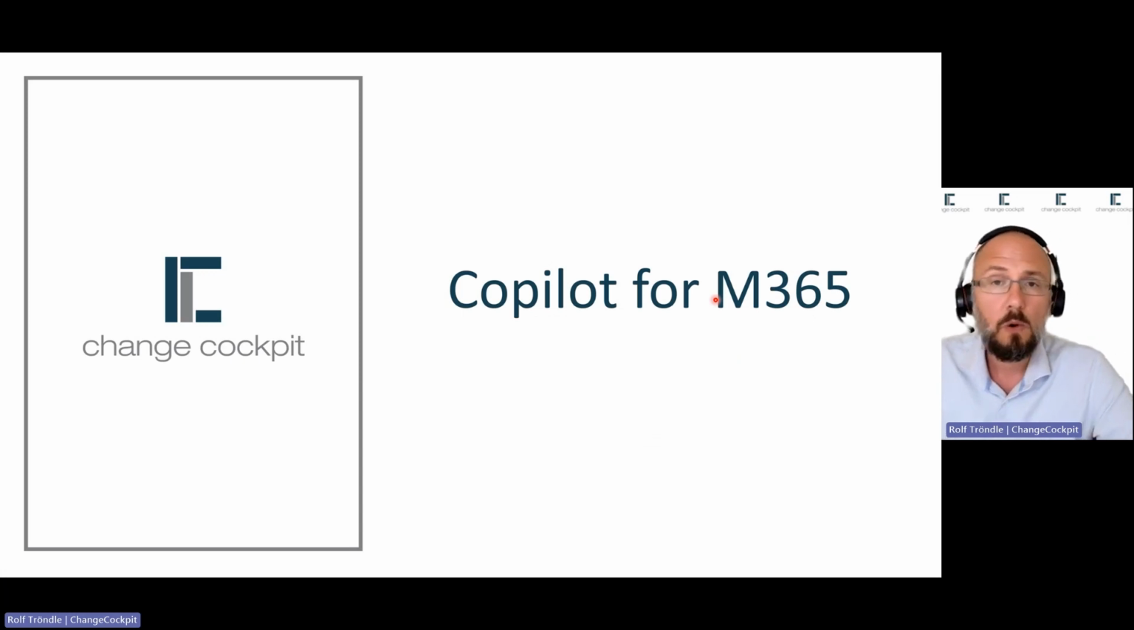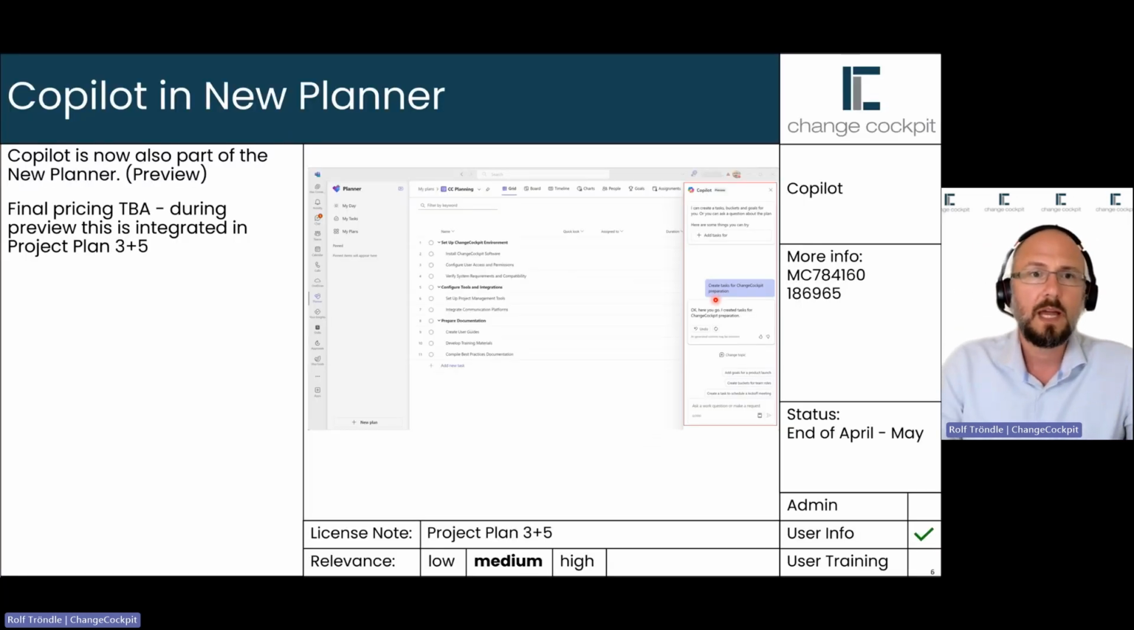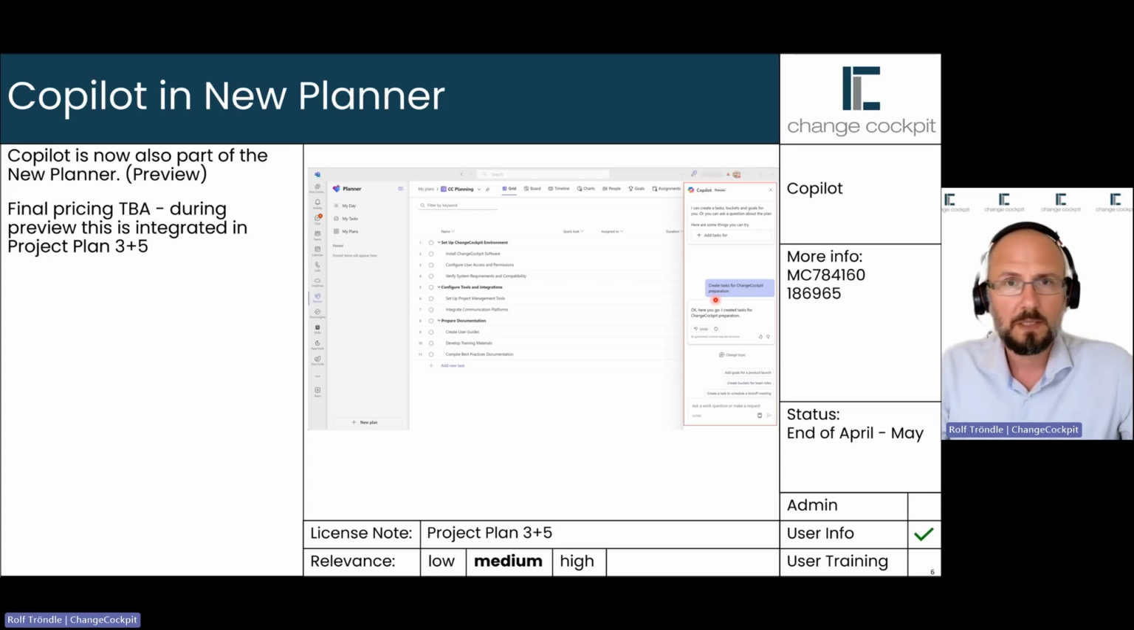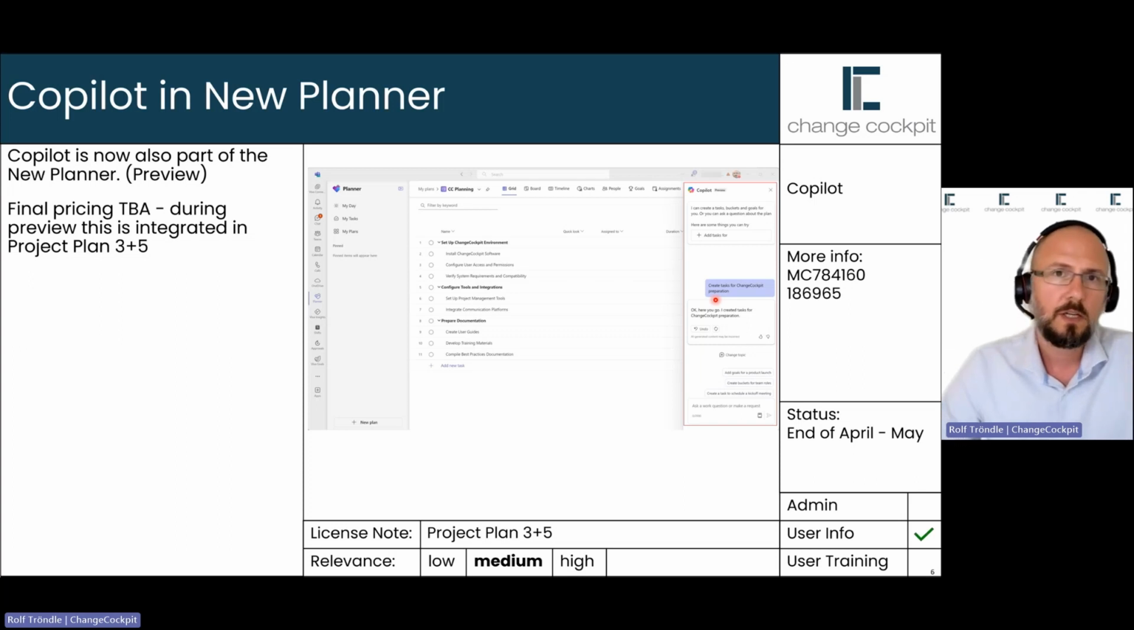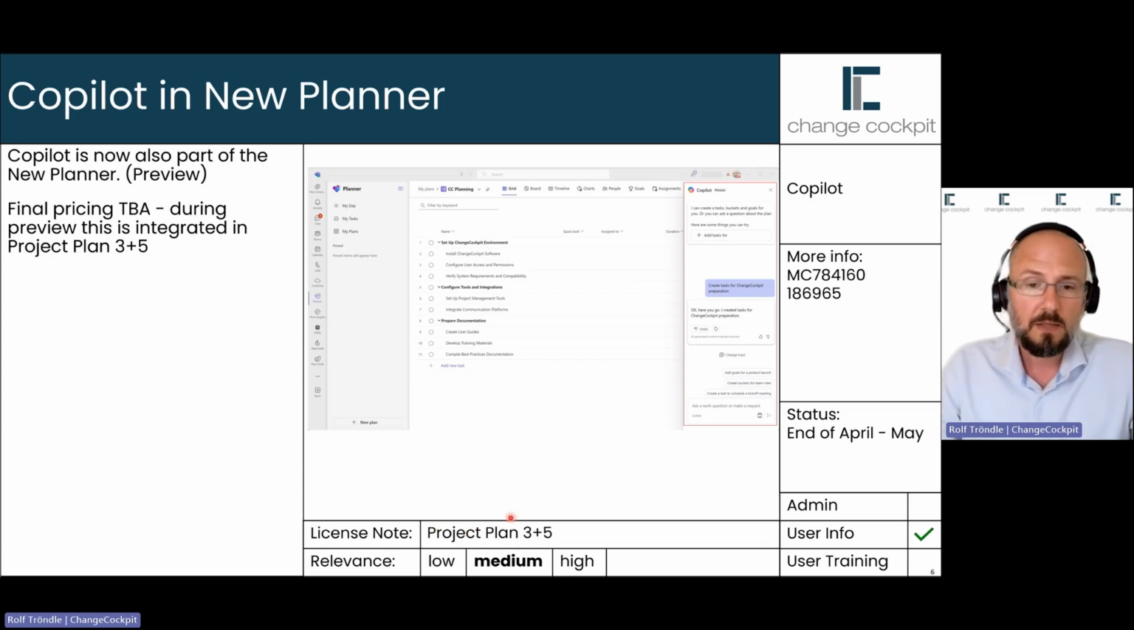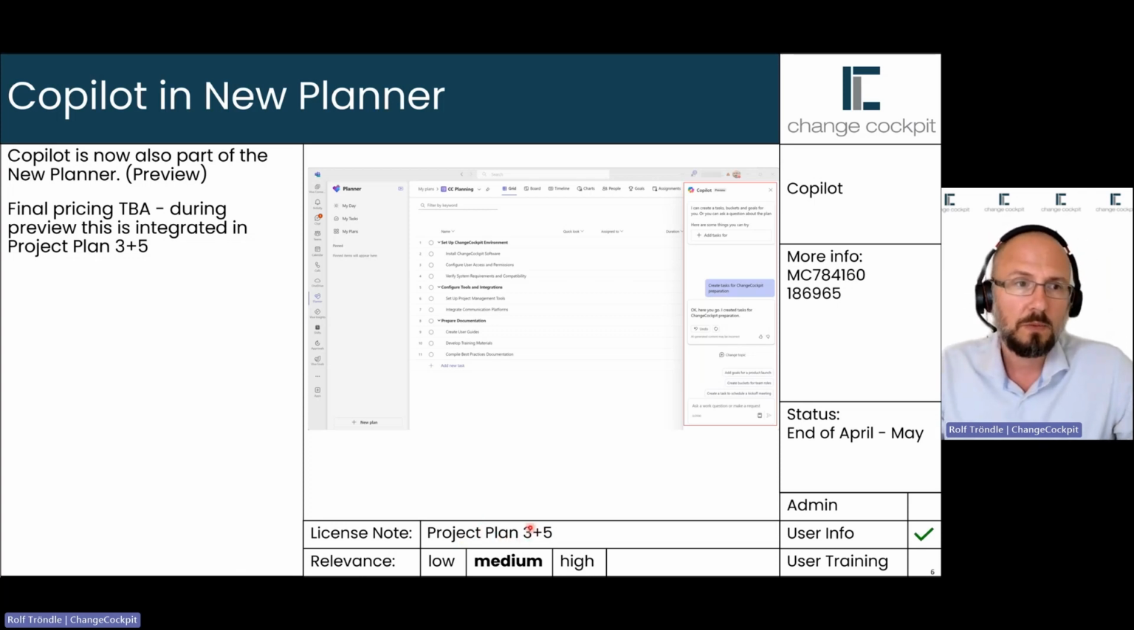So then let's start with Copilot for M365. First of all, we have Copilot in the new Planner. The new Planner is currently rolling out, and Copilot will also be part of it, but for now in preview. This is not included in Copilot for M365 licensing. It needs an additional license. Currently, for the preview phase, it's included in Project Plan 3 and 5, but the final pricing has to be announced once it gets out of preview.